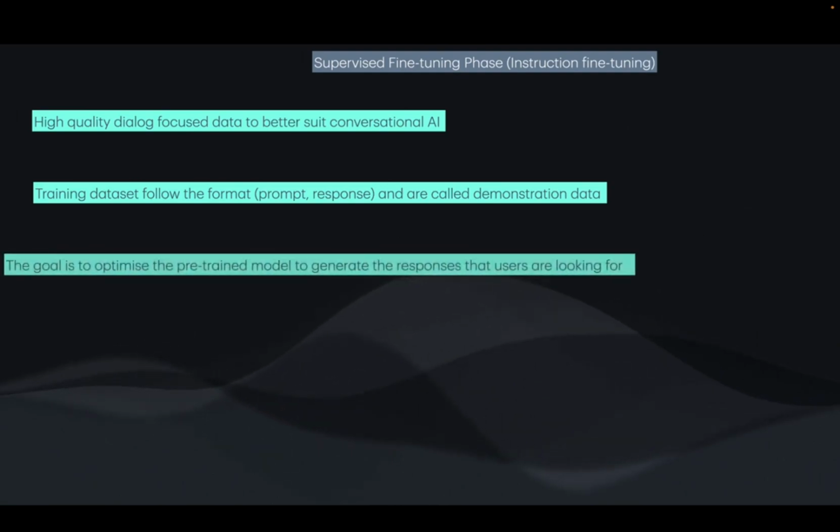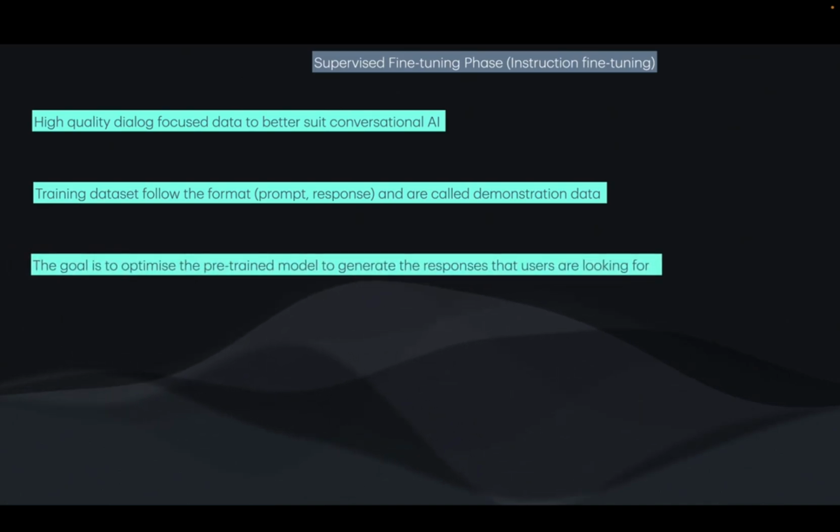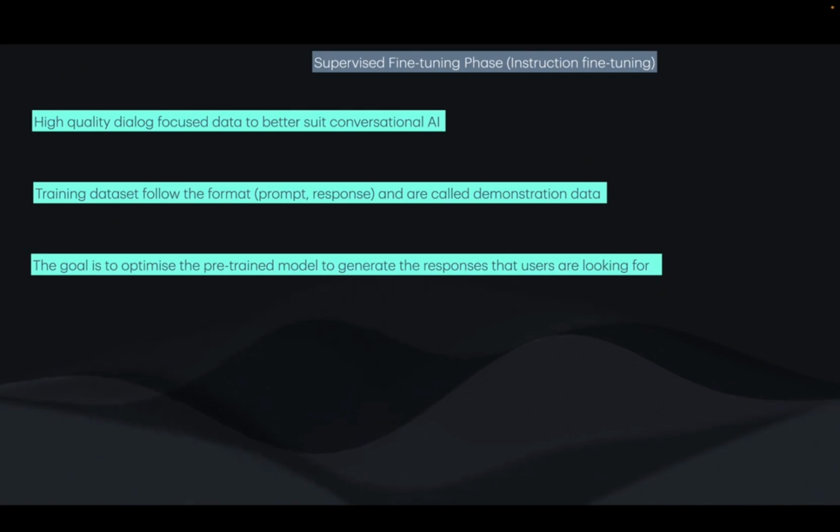So the main goal of this phase of LLM training, the SFT phase, is to optimize the pre-trained model to generate responses that users are looking for, right? So you will train with these prompt and response pairs, which we also call demonstration data, and then we assume that the model will excel at the conversational task.